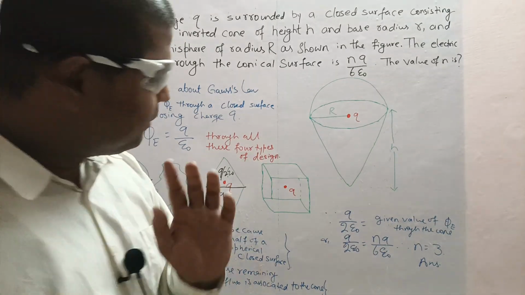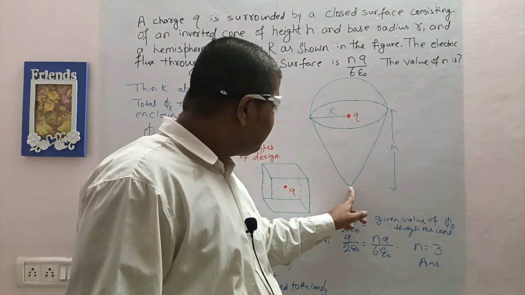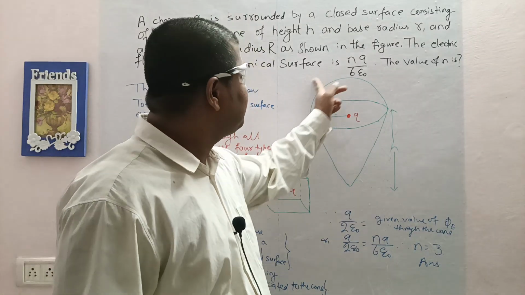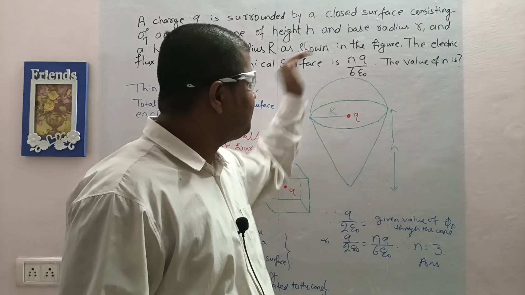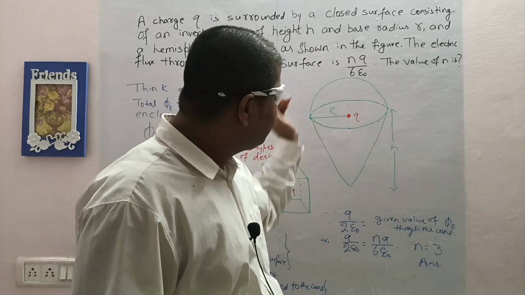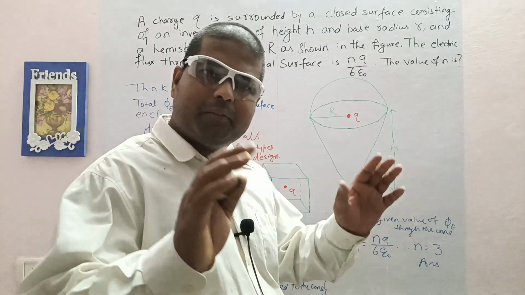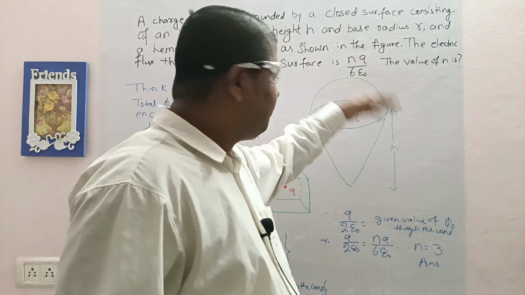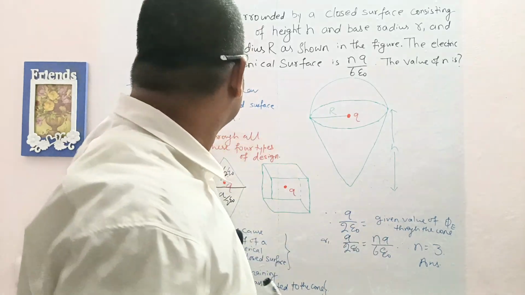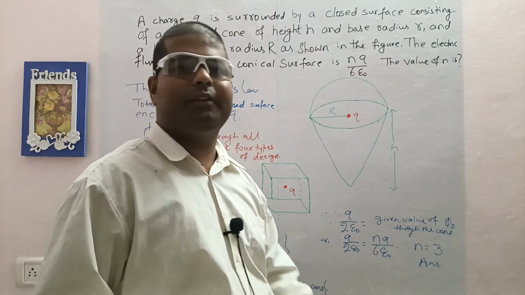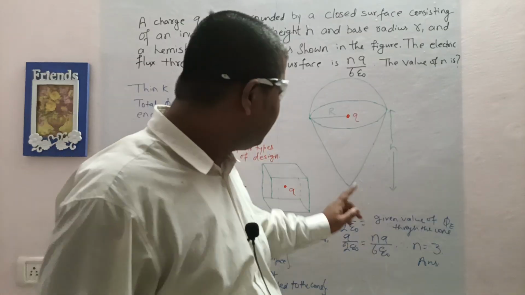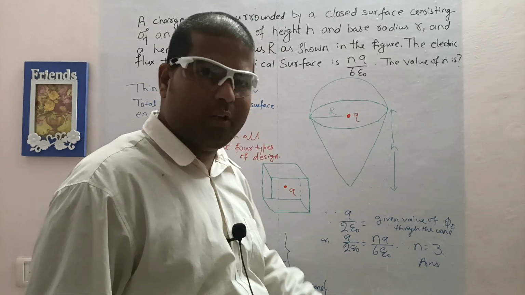Now I have a question for you. Here this is the pointed part and this is the very flat part. Flat means the arc of a spherical part. Flux is the same throughout the entire closed surface, that is this net flux. Where is the electric field high? Either here or here, and why?